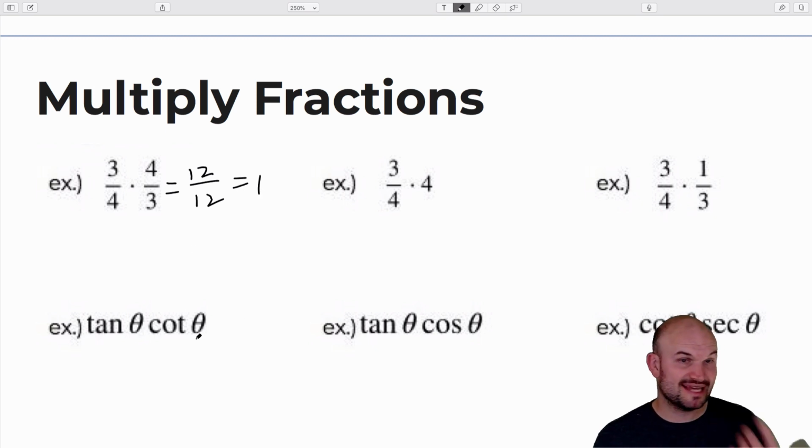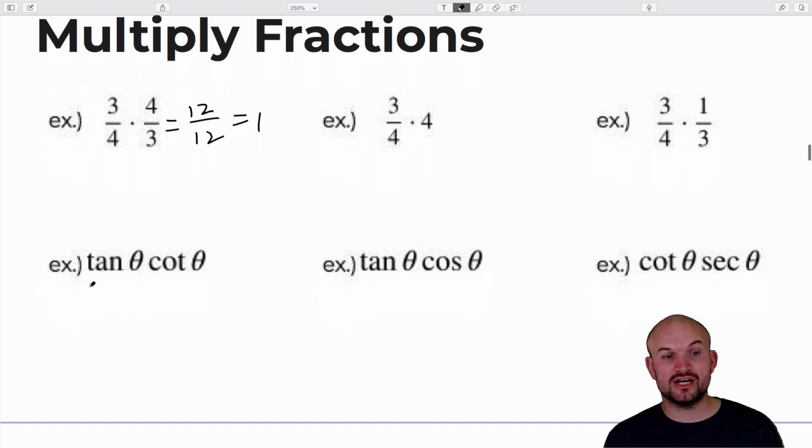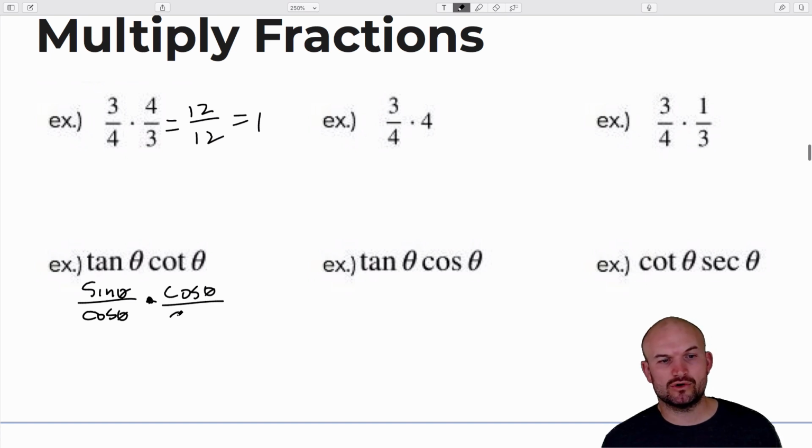Now, another way we could do tangent. Tangent and cotangent are nice because you could use the reciprocal identities like we just did, or you could also convert these to quotient identities, which is actually more common that you're going to see, rewriting these in the quotient identity. And again, you can multiply these straight across, but you also see that this is a function multiplied by its reciprocal function, so we know the answer is going to be 1.